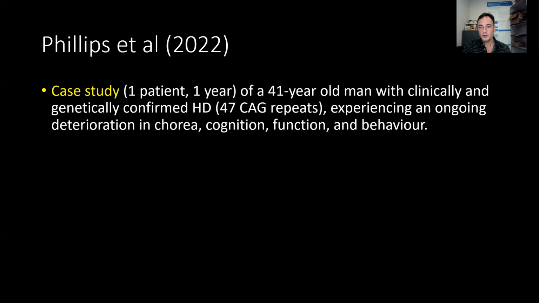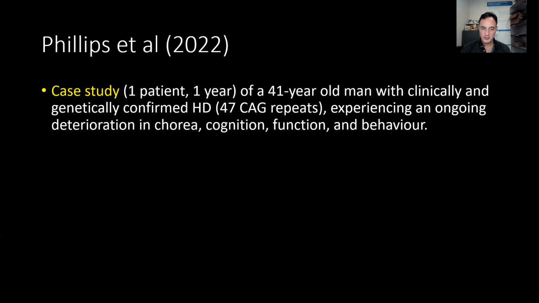And this was a 41-year-old man with clinically and genetically confirmed Huntington's, 47 repeats, who was experiencing an ongoing deterioration in basically all four main components of Huntington's: chorea, cognition, function, and behavior. We'd been seeing him in the clinic for about a year prior to starting this, and the decline was visible. The decline was visible to his fiance, and both he and her were extremely concerned about this.